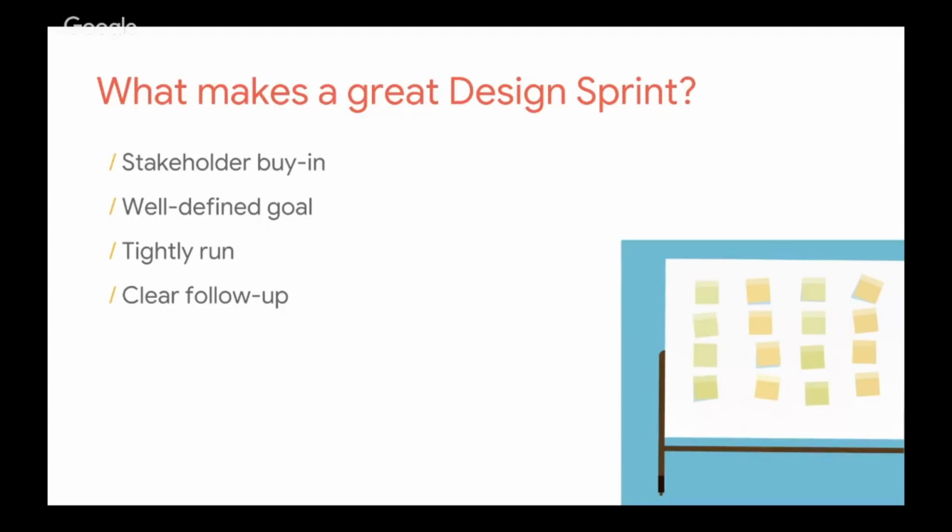Next is it's tightly run. Whether it's 1 day or 5 days, there's a lot of information, a lot of activities, a lot going on. And it's the sprint master's job to keep everyone on track, keep the time, and to keep the energy high. Last but not least is clear follow-up. You've already given 1 to 5 days, if not more, to this sprint project. So you want to make sure that what comes out of it is actually implemented. So there's a lot of follow-up that needs to happen to make sure that all of these ideas actually come to fruition.